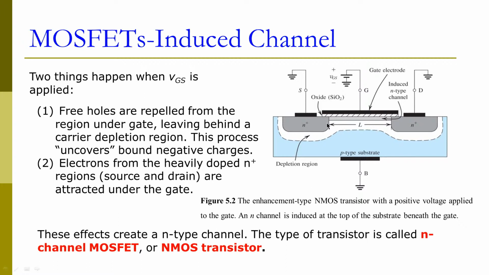And the electrons from this heavily doped source and drain region will be attracted to underneath this gate region. And then it will form a channel, right? This channel becomes N-type because now it's electron-rich, right? Electron-rich material, we call it N-type. Now this forms an N-type channel, and thus we call this kind of transistor an N-channel MOSFET, or we call it NMOS transistor.